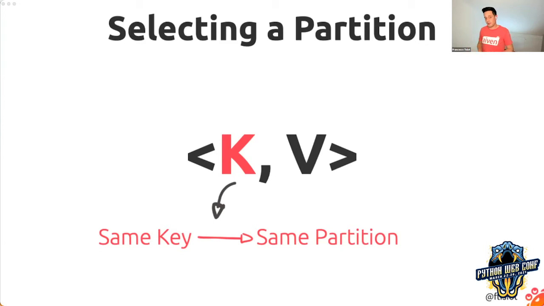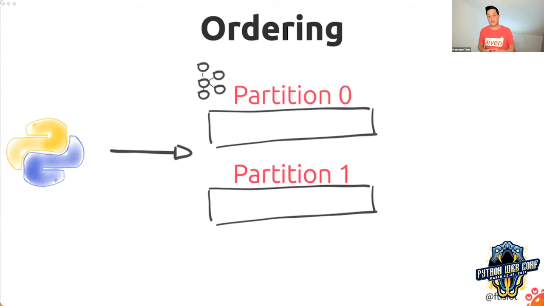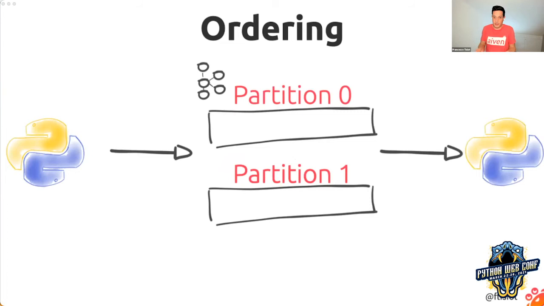Why is selecting a partition important? It's very important because of ordering. Let me show you a quick example. We have our Python producer that produces data to a topic with 2 partitions, and then we have a consumer. Let's say for our small case, we have 3 events, a blue one, a yellow one, and a red one.